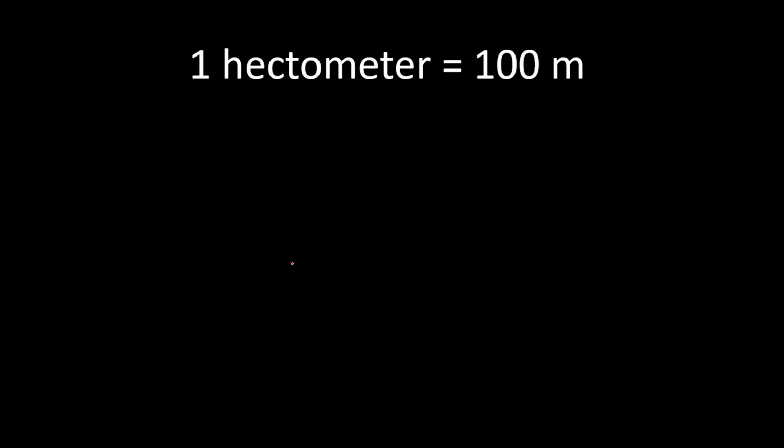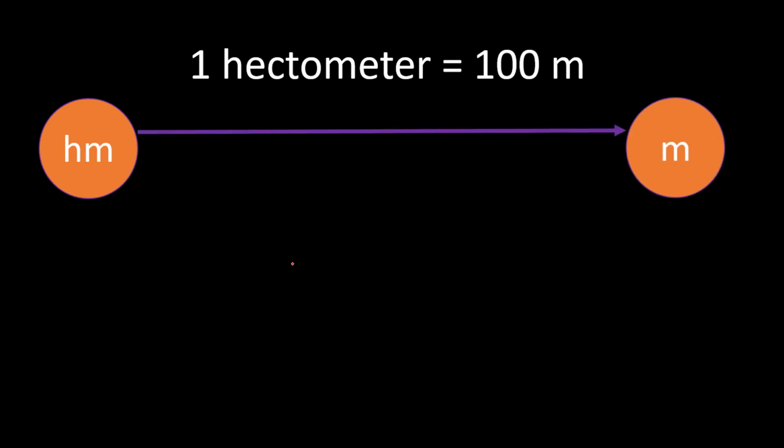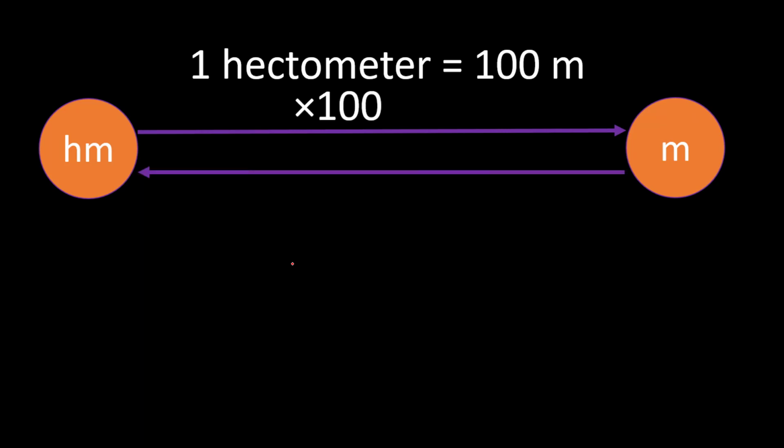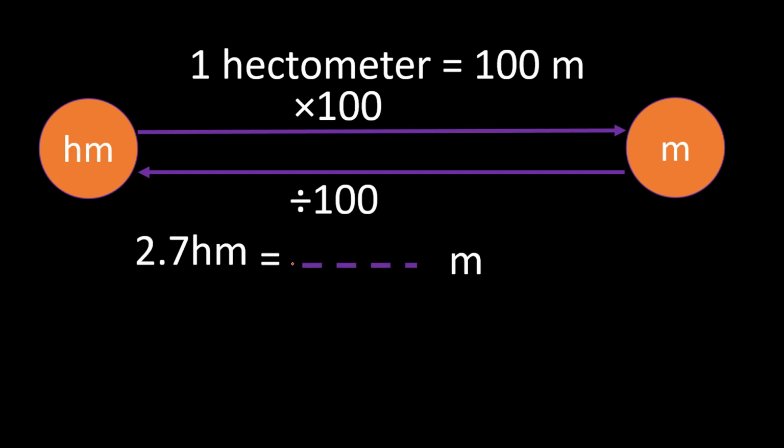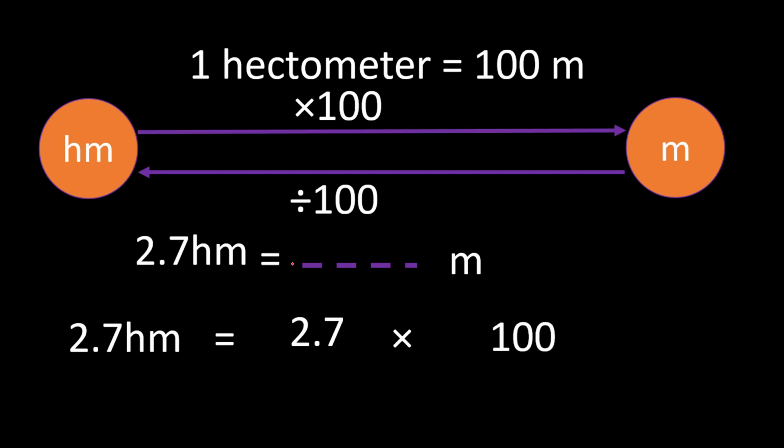1 hectometer equals 100 meter. To convert from hectometer to meter, just we will multiply by 100. This is a conversion factor, and we can divide by 100 to convert from meter to hectometer. For example, 2.7 hectometer equals what meter? Now you can note, just multiply by 100. So move the decimal point 2 digits or 2 decimal places to the right. So we have to put 0, so it will be 270 meter.